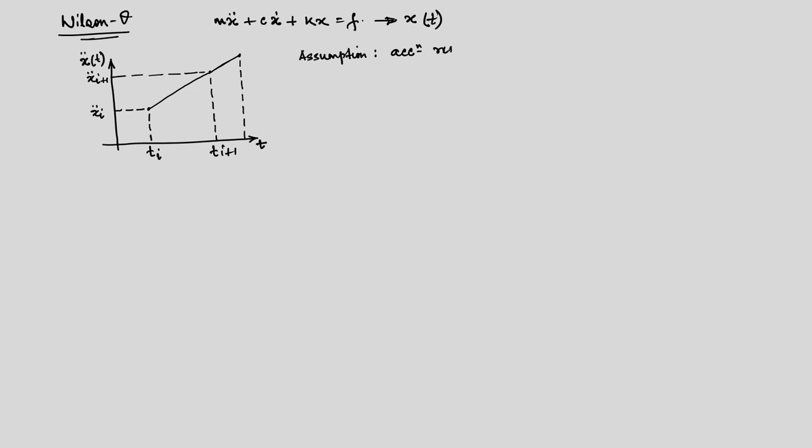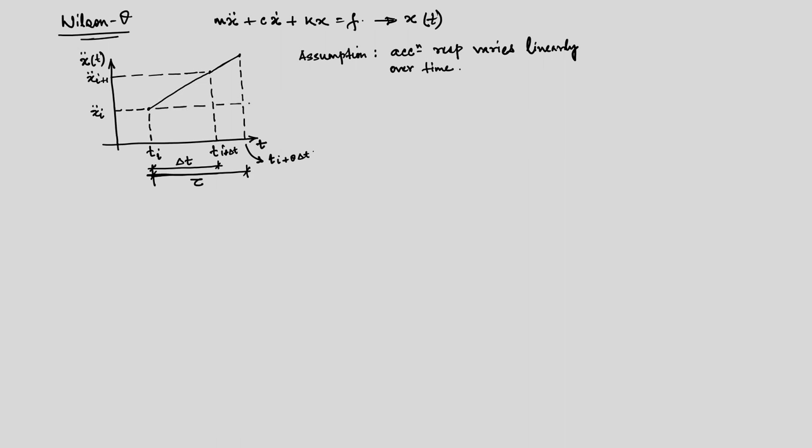Okay. So, the assumption: acceleration response varies linearly over time. Now, we have three points. We have an extra time point, which is here, t i plus theta delta t. So, what is t i plus 1? It is t i plus delta t. So, that means this is my delta t, right.